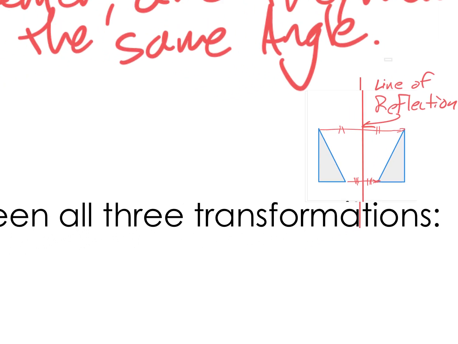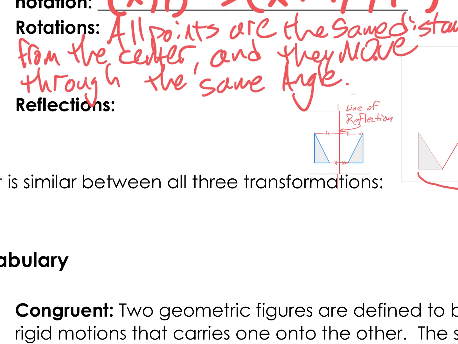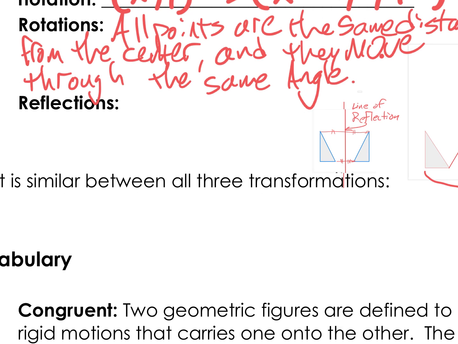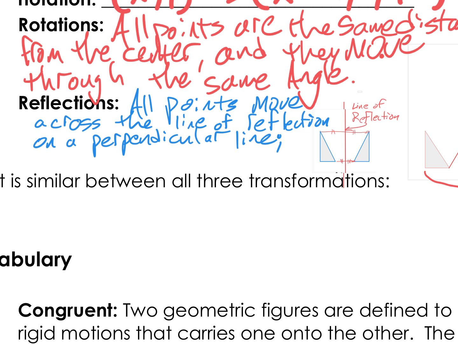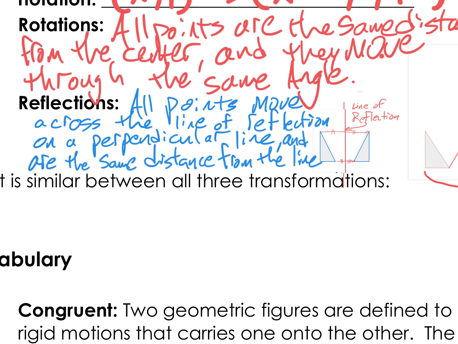A reflection will take all points the same distance across the line. All the points move across the line of reflection on a perpendicular line. Perpendicular means 90 degrees. They're the same distance from that line, so they move perpendicular across the line, and they have to be the same distance. It turns out that the image will flip. That's what a reflection does.